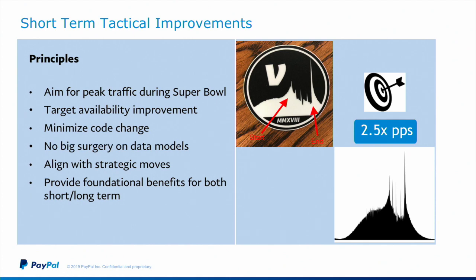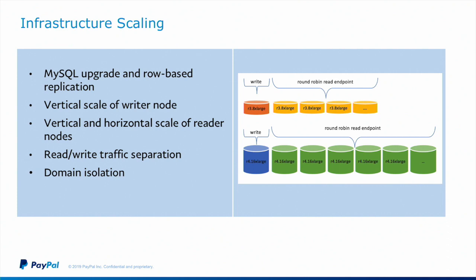With the proactive preparation, Venmo was able to achieve the projected volume for 2019, and this is the profile for the 2019 Super Bowl. Some of the principles for the short-term technical improvements: we're trying to target availability improvement during the Super Bowl and minimize the code change without making big surgery on the data models. And we want to align the short-term with the long-term strategic moves, such as the domain isolation and rewrite splits, and that is our long-term goal. We'll quickly go over some of the infrastructure scaling and the application optimization. I'll turn over to Van to talk about the operation and release management enhancement.